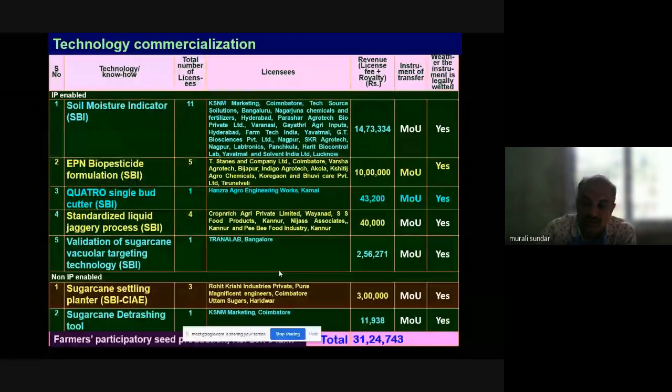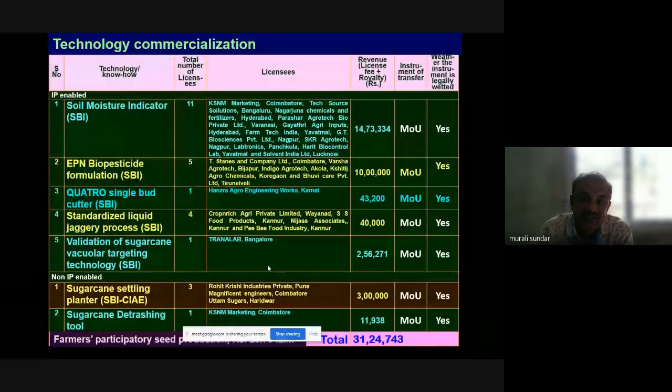Some of the technologies are non-IP enabled, like the sugarcane seedling transplanter. This was also developed with the Central Institute of Agricultural Engineering. It is not IP based; you only need to get a license and it can be commercially produced by anybody. And the sugarcane trash thrusting tool we have already discussed.